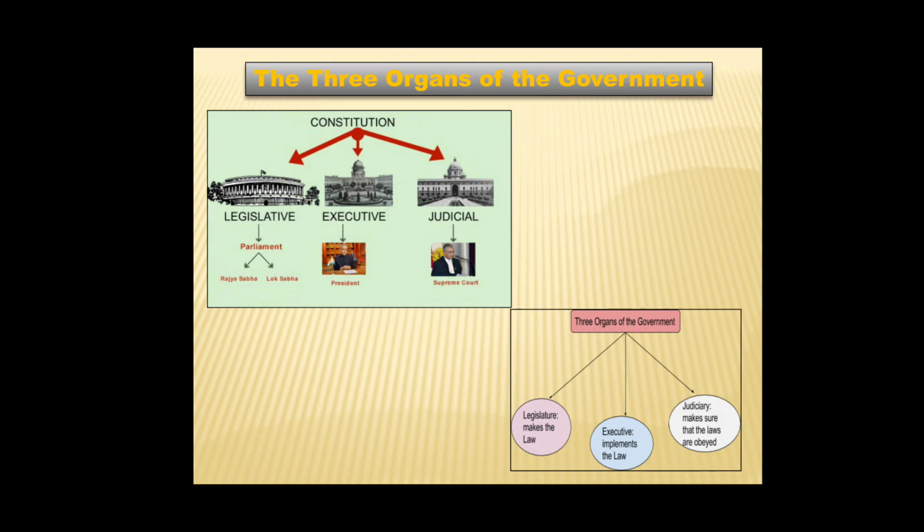Executive implements the law. Executive looks after whether the laws that are made by the legislature are implemented properly or not. And judiciary makes sure that the laws are obeyed. Judiciary sees whether the laws made by legislature are obeyed or not. At the legislative level, we have parliament, that is Rajya Sabha and Lok Sabha. At the executive level, we have the president, and in judiciary, we have the Supreme Court.